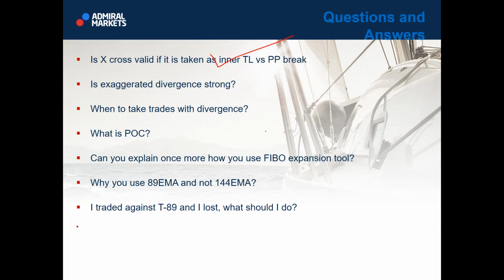Next question was, is exaggerated divergence strong? Well, what I can say from my own experience, it can be strong. So yes, you can take counter trend trade opportunities with other confluence points, also with exaggerated divergence. So yes, the answer is it is strong. When to take trades with divergence? Very good question.